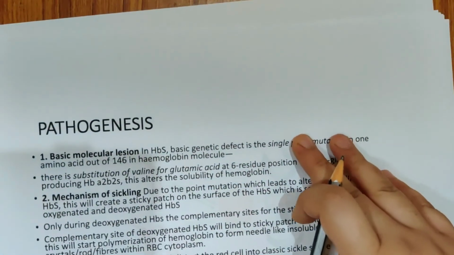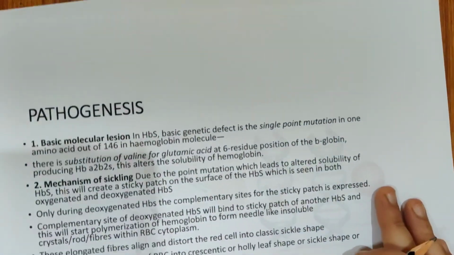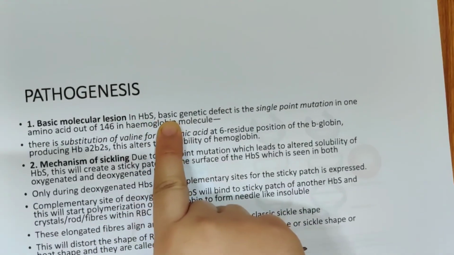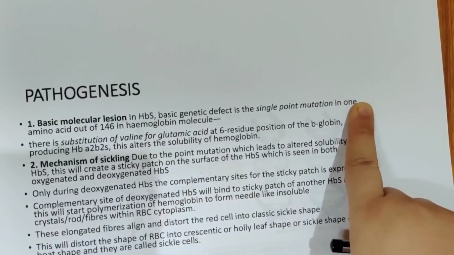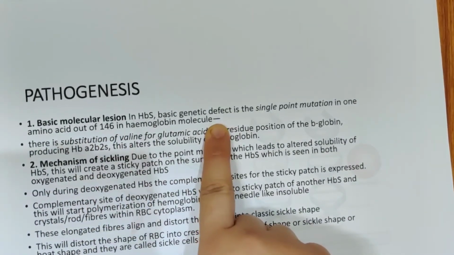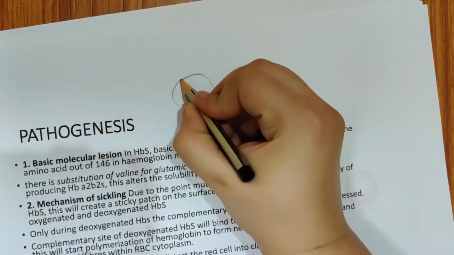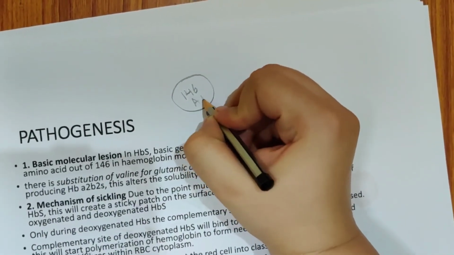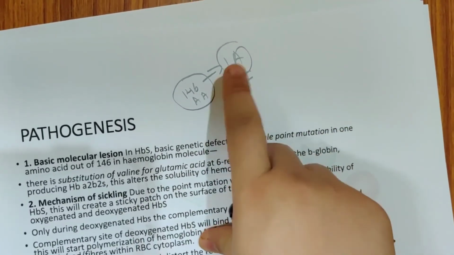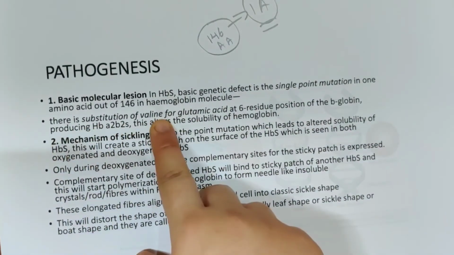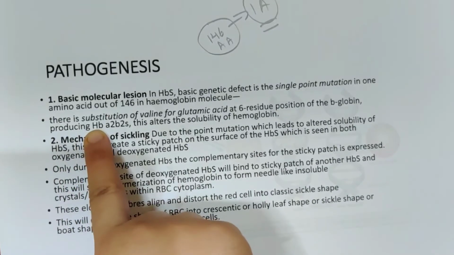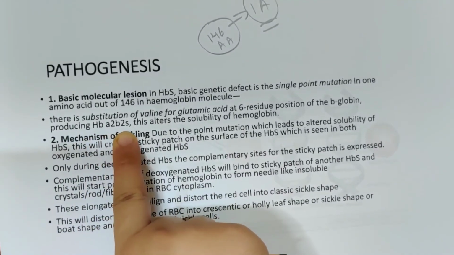Now what is the pathogenesis behind sickle cell anemia? First point is the basis of molecular lesion. In HbS, the basic genetic defect is a single point mutation in one amino acid out of 146 in a hemoglobin molecule. There is a point mutation of one amino acid: the substitution of valine for glutamic acid at the 6th position of the beta globin chain, which produces hemoglobin alpha 2 beta 2 S.